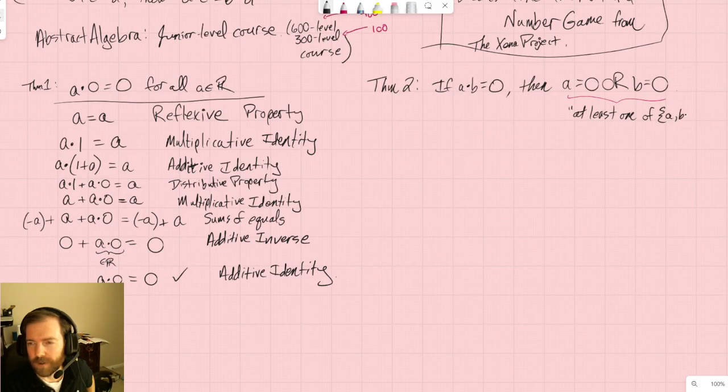So another way to say this here is at least one of the set a, b is 0. Alright, that's not going to help.